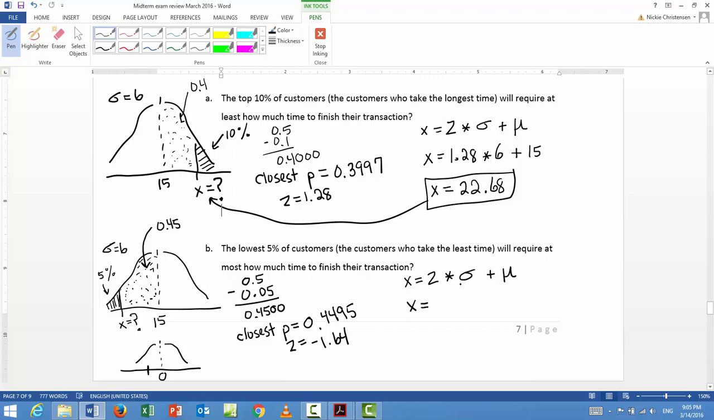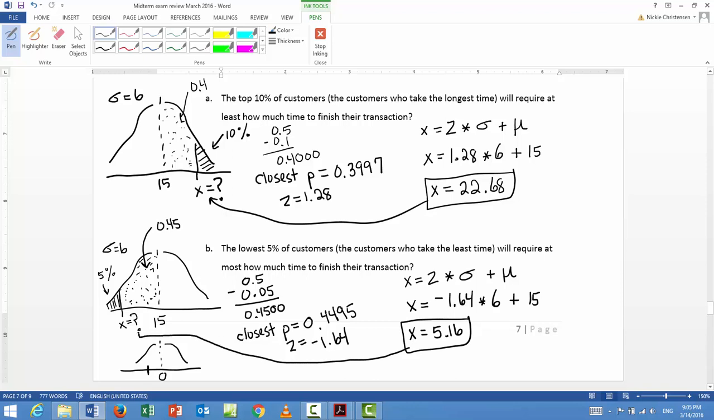So x equals, we're just going to slot the values into the formula, negative 1.64 times the sigma, which is 6, plus the mean, which is 15. And then if you do the working out of that problem, you're going to get an x value of 5.16. Okay? So this unknown x value we have just found is actually 5.16. So the lowest 5% of the customers who take the least time will require at most 5.16 minutes to finish their transaction. Okay, so that finishes page 7 of the review.